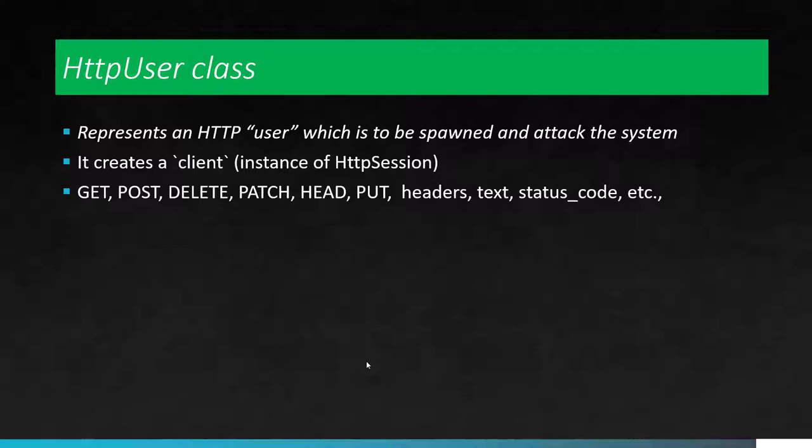So whenever you use this HttpUser user class, a new user will be spun up and then it will inject into the application under test. Whenever you create this HttpUser user class, it creates a client. Basically, it's an instance of HttpUser session class, and you will get all the HttpUser methods such as get, post, delete, patch, head, and also you can interact with your headers, response, status code, etc.